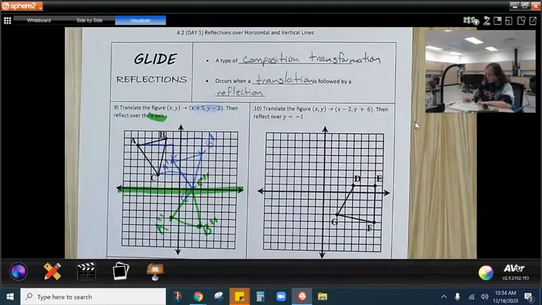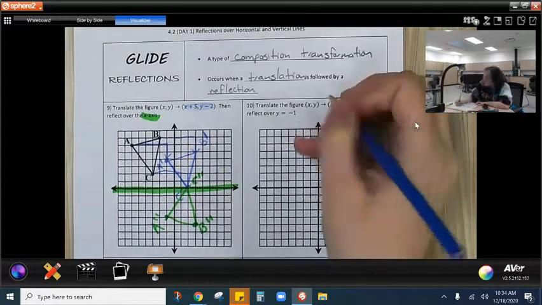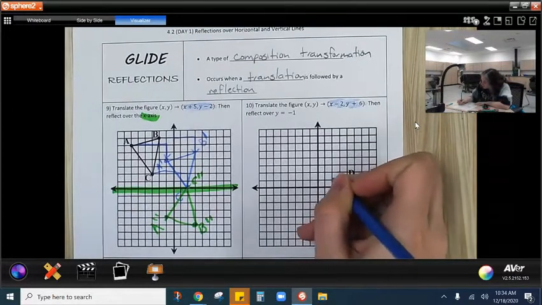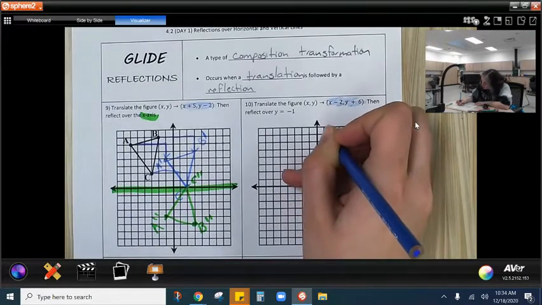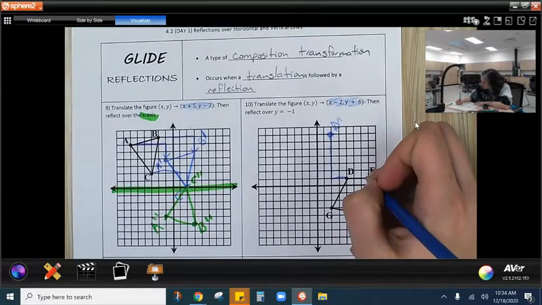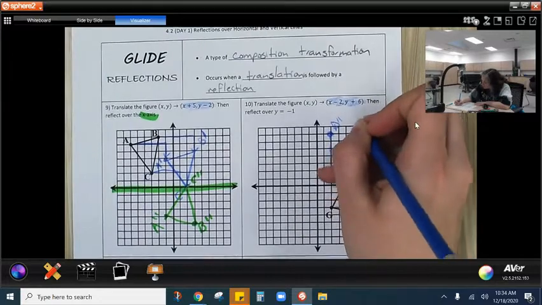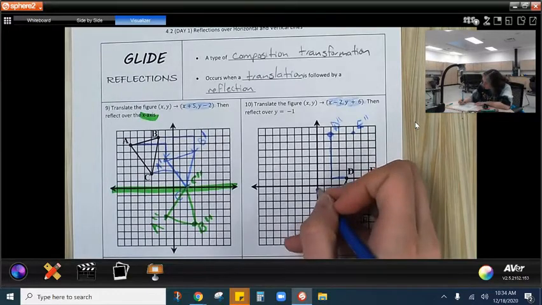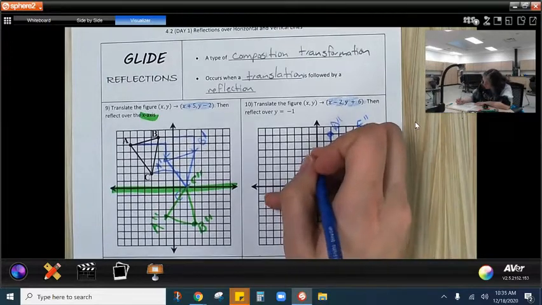For this one, we can do one more together, and I'll have you practice a few. So our translation is x minus 2, y plus 6. Let's start with D. We're going x minus 2, y plus 6: 1, 2, 3, 4, 5, 6. So this is our D double prime right here. That means E will go over 2 and then up 6, so there is E double prime. Then 2 and then 1, 2, 3, 4, 5, 6, so that is G double prime.